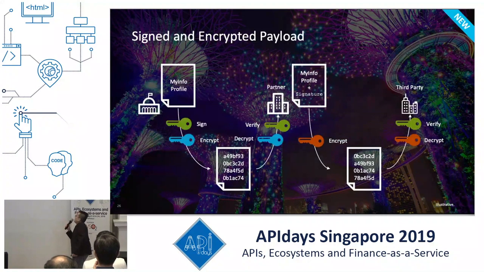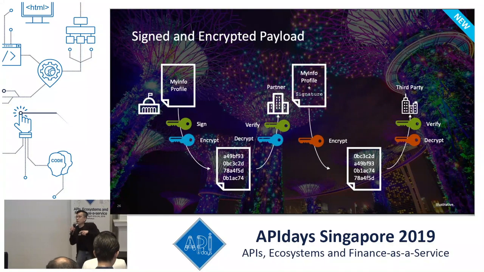So, a new feature that we just rolled out is signed and encrypted payload. In addition to encrypting our payload and making it secure, we also hear from our customers and partners that sometimes they are aggregators that need to pass the data in a verified form to a third party. When they pass that data to a third party, the third party won't be able to tell where this came from. Did it come from you? Do I trust you? Or who can I trust?